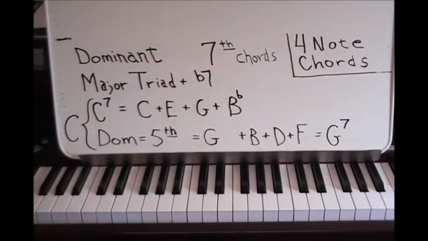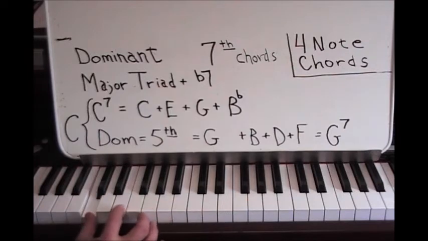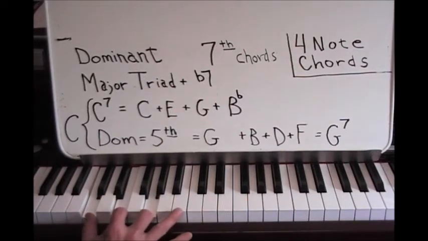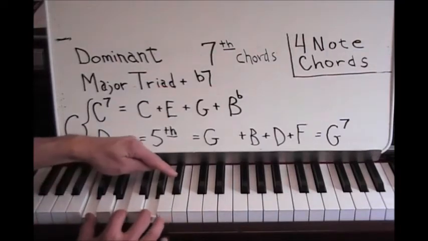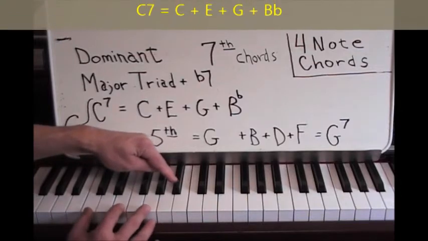And that's it. The C dominant would therefore be C, E, G, and instead of adding the major 7th, which would be B natural, you add the B flat. So it's C, E, G, and B flat. Here's what it sounds like.